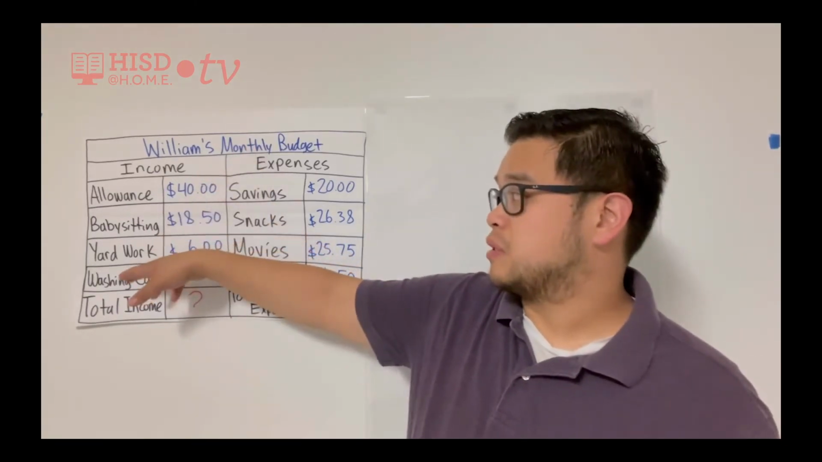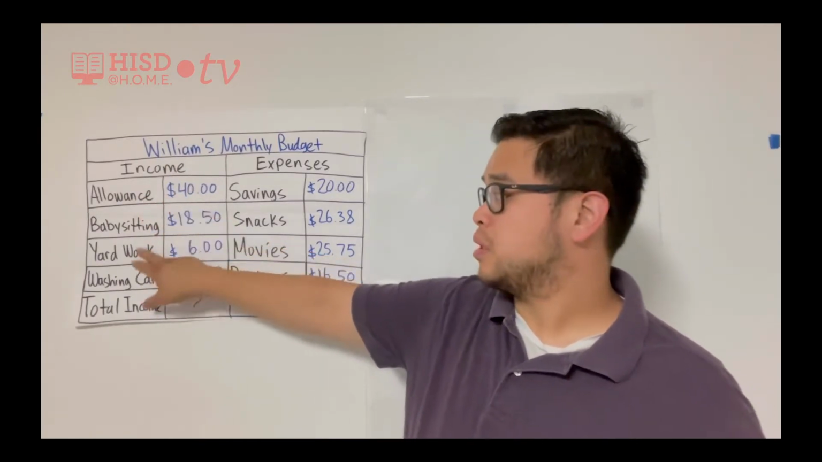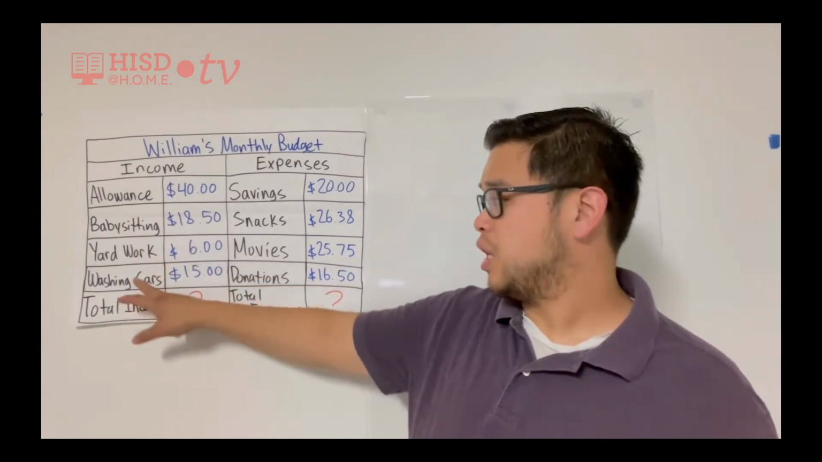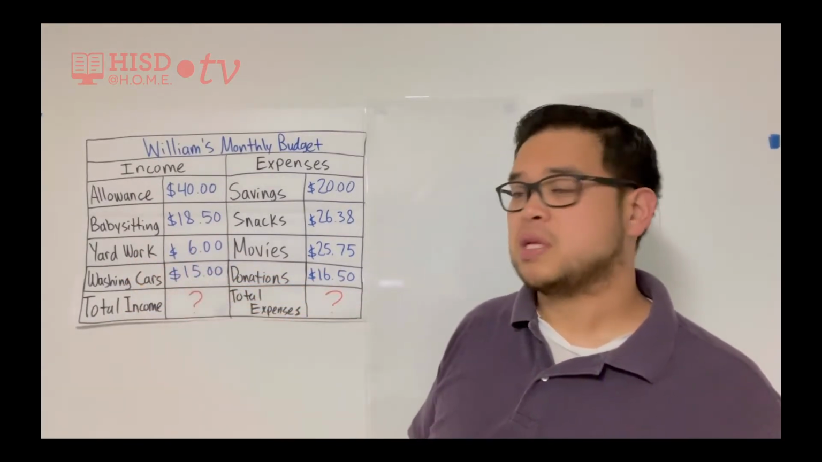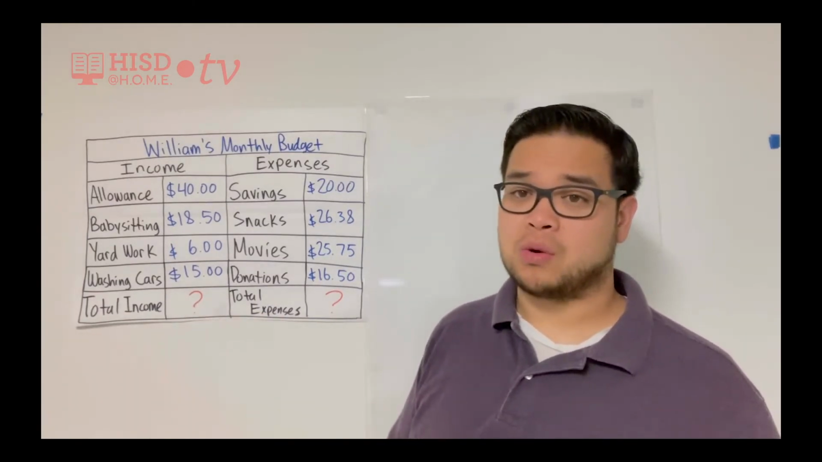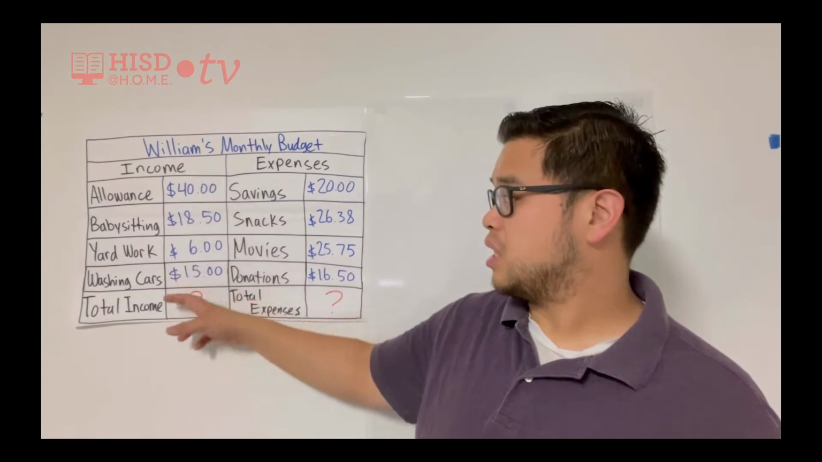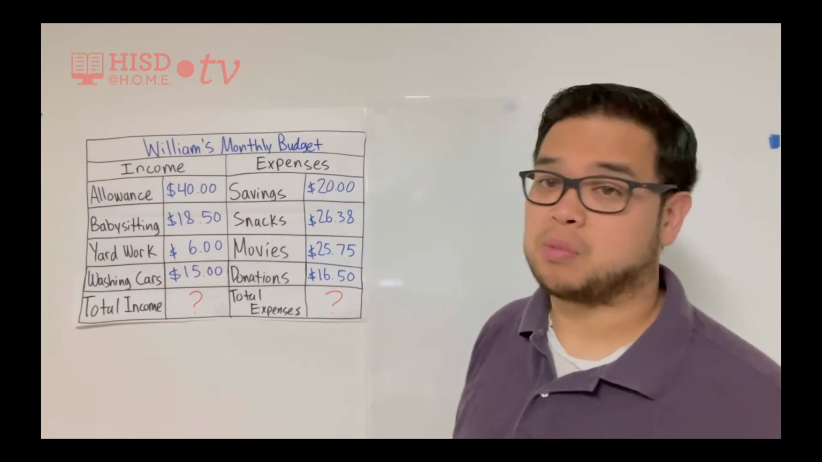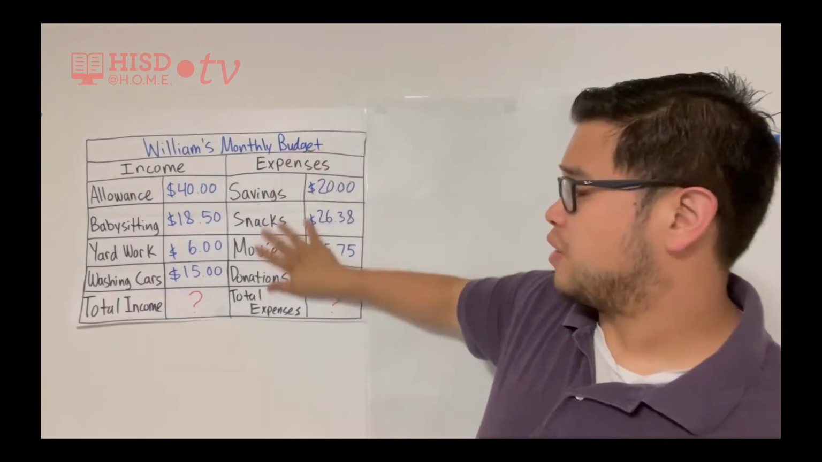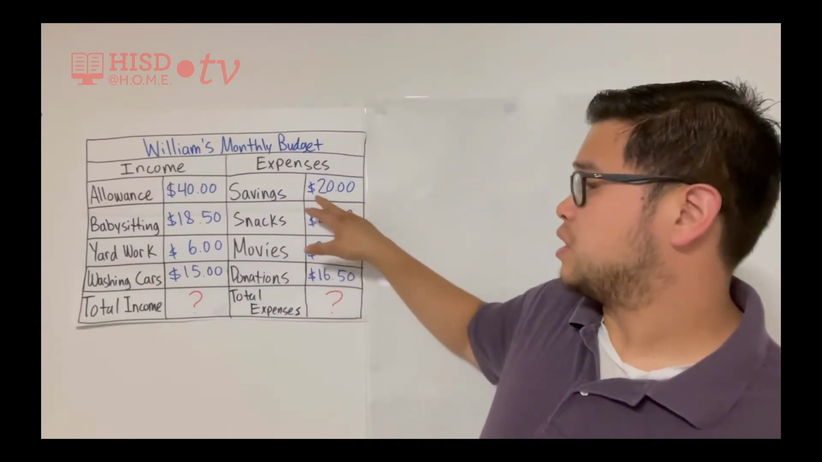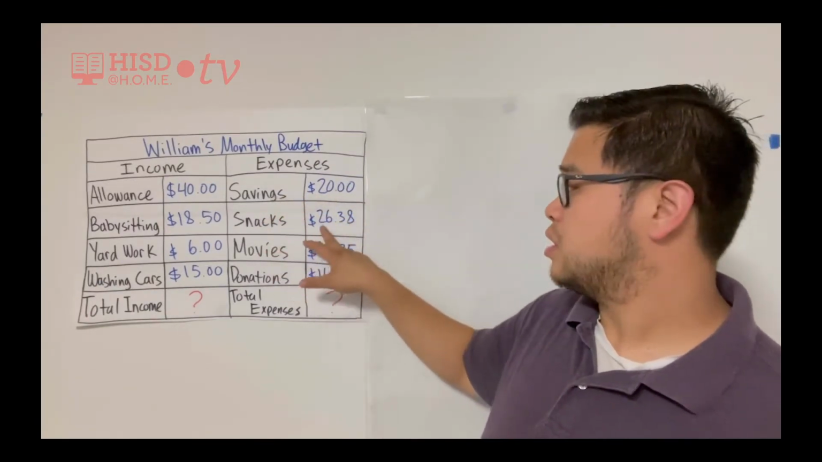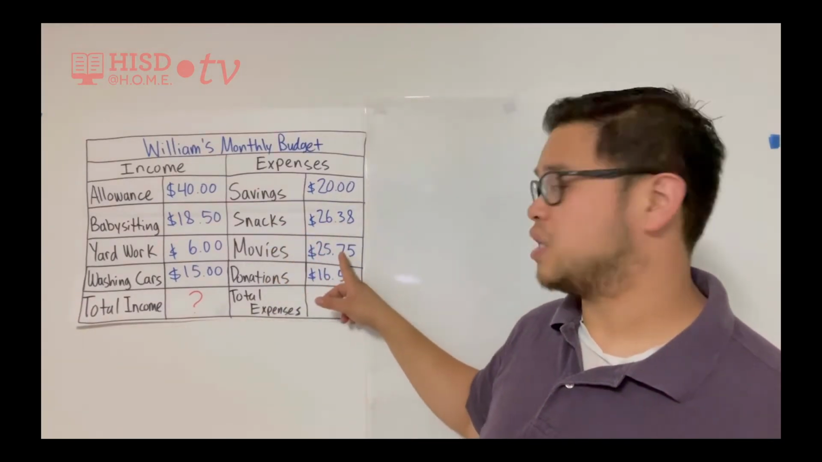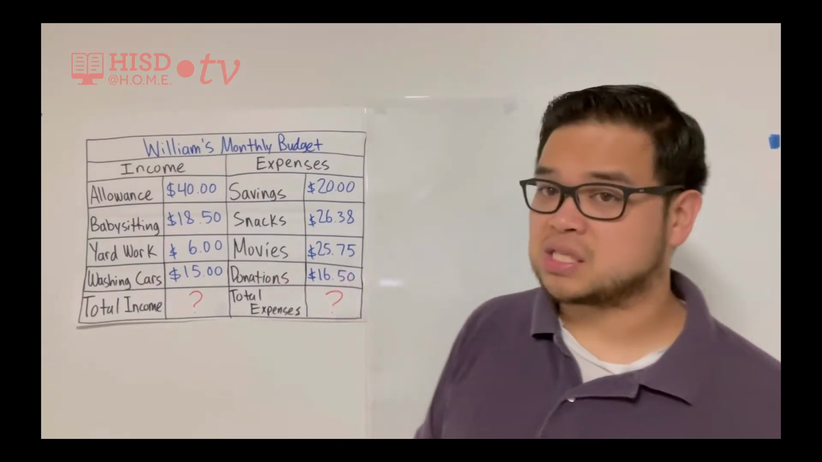So William's income comes from allowance, which he gets $40, babysitting, $18.50. He does some yard work for $6, and then he washes cars for $15. And we don't know the total income yet. To find that total income, we have to add these amounts of dollars all together so we can find the total amount of income he has. But we'll get to that in a couple minutes. And then we have our expenses. He puts $20 in his savings, $26.38 is spent on snacks. At the movies, he spent $25.75, and then he donated $16.50 of his money.